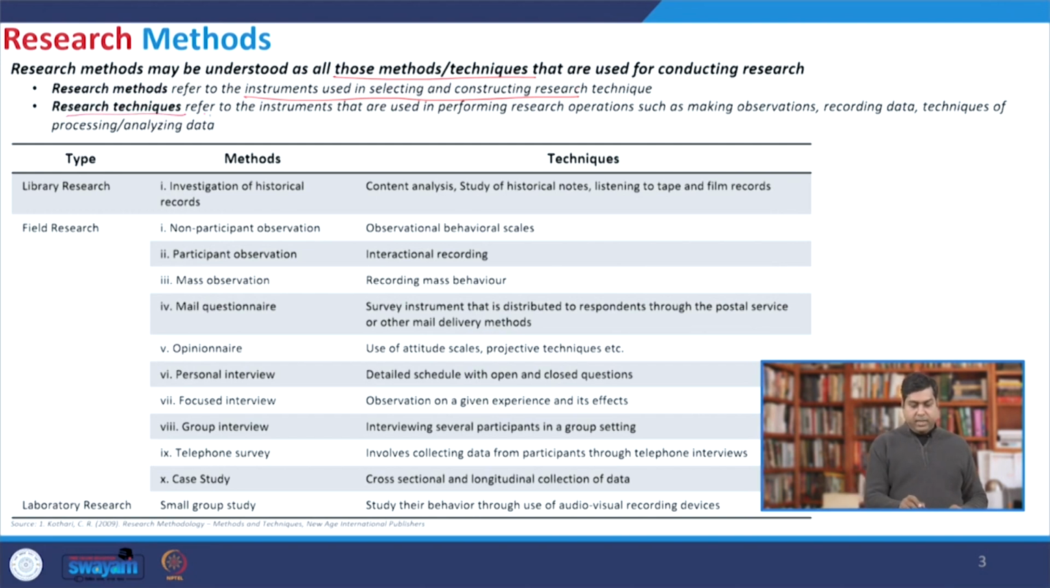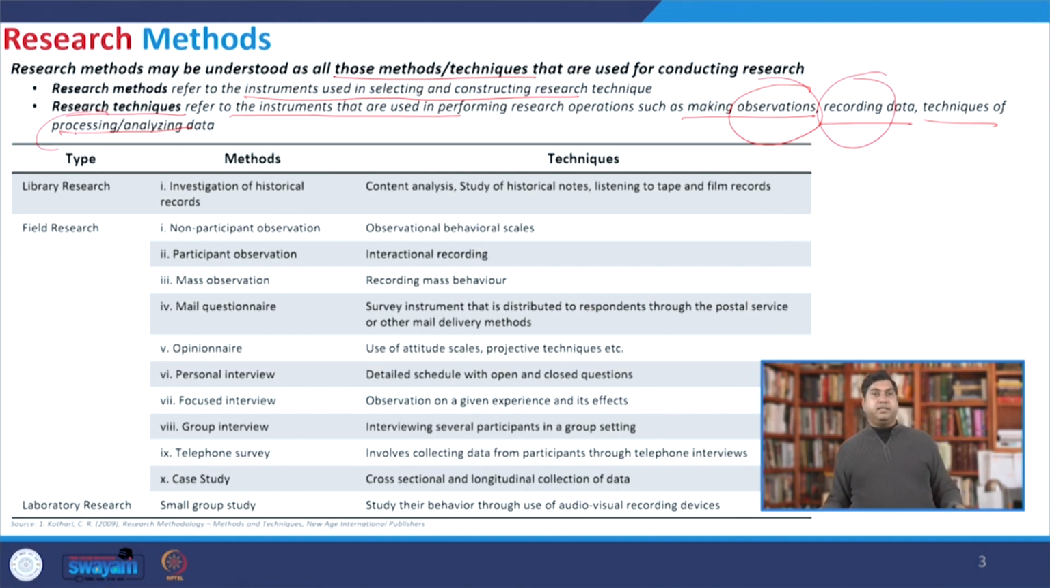Research techniques, on the other hand, refer to the instruments that are used in performing research operations, like making observations, recording data, and techniques for processing and analyzing data. All such steps are very important, like observation, recording, techniques for processing and analyzing, because in many cases you cannot directly analyze your collected data. There should be some sort of process. Maybe you have to code the data to fit into a certain algorithm, or maybe you have to go for some kind of data refinement process as well.